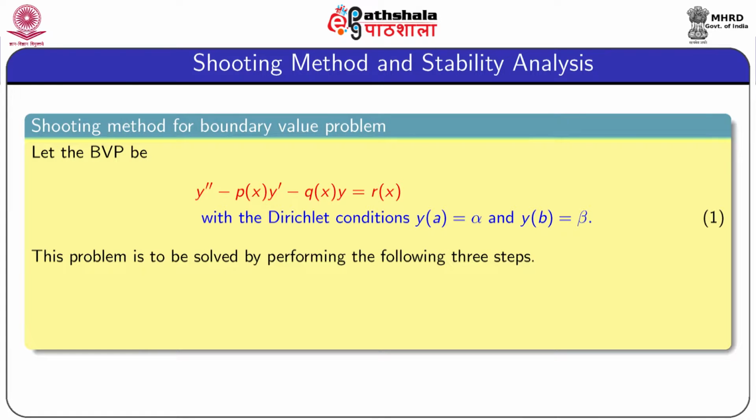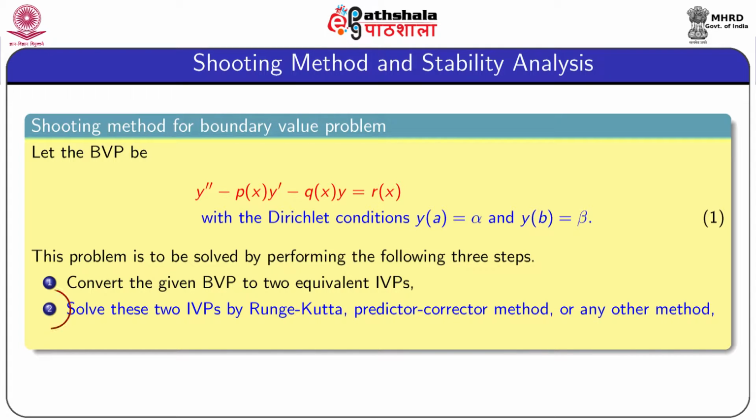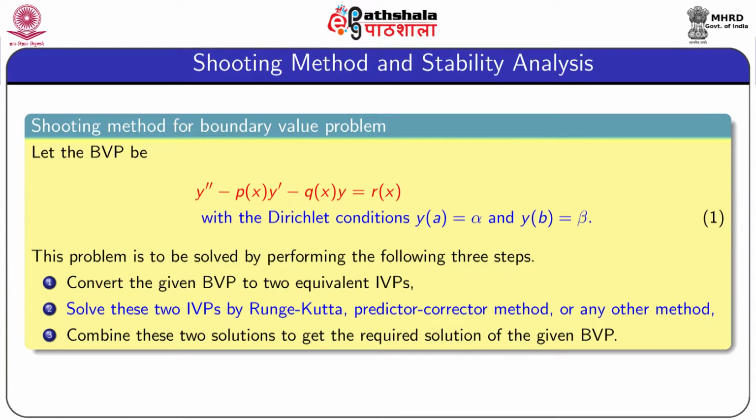This problem is to be solved by performing the following three steps. In the first step, we convert the given boundary value problem to two equivalent initial value problems. In the second step, solve these two initial value problems by any method, for example, say Runge-Kutta method or predictor corrector method or any other method. In the third step, combine these two solutions to get the required solution of the given boundary value problem. So, these are the three simple steps to solve this boundary value problem by the shooting method.